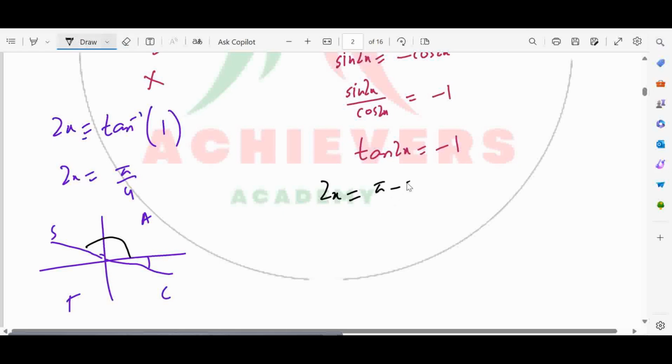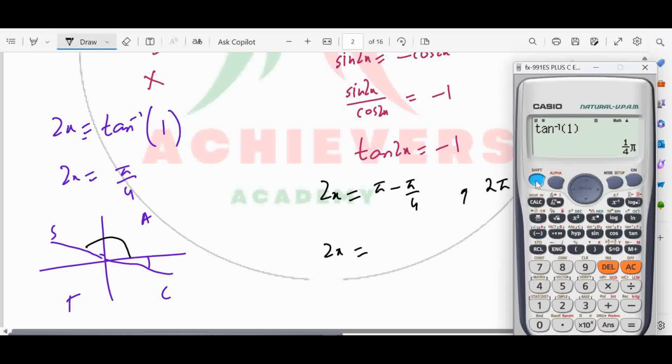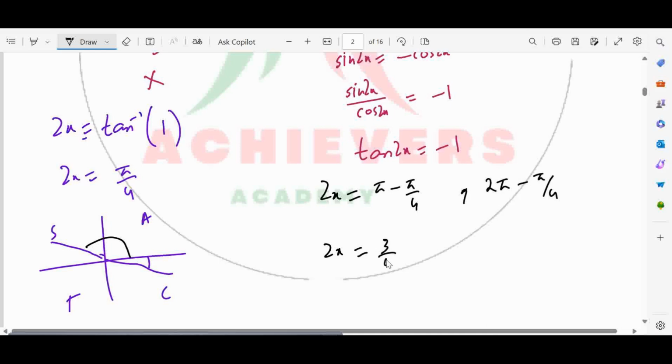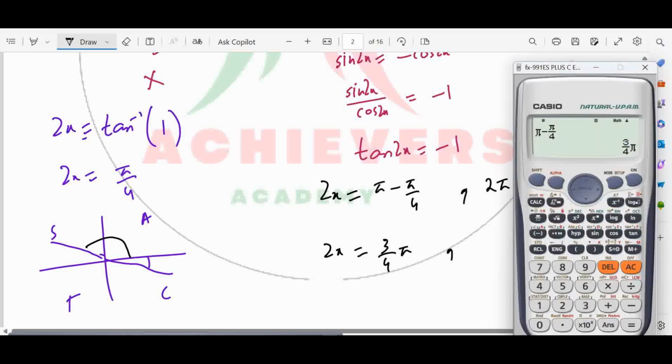Pi minus pi by 4. And the other one will be 2 pi minus pi by 4. Now from here we can say 2x will be equal to pi minus pi by 4, this will be equal to 3 by 4 pi. And the other one will be 2 pi minus pi by 4.